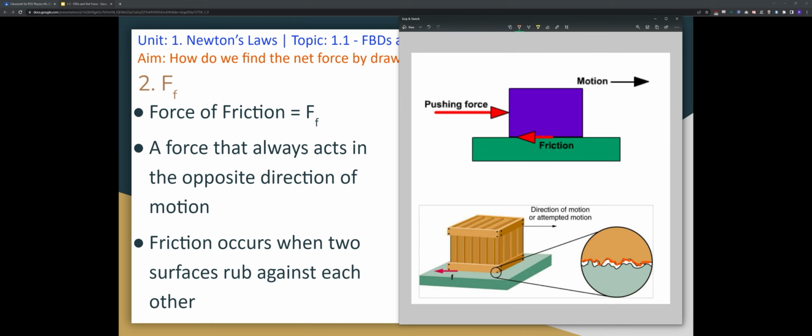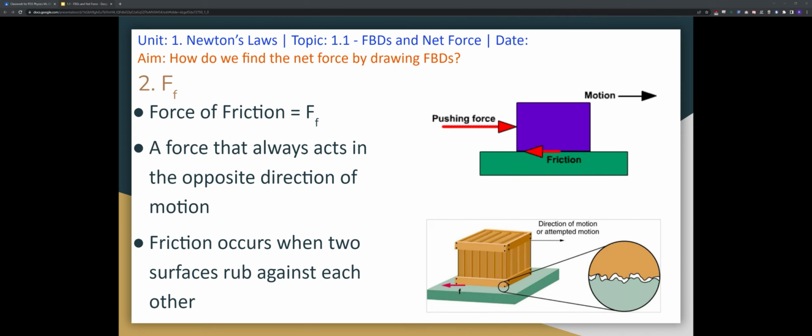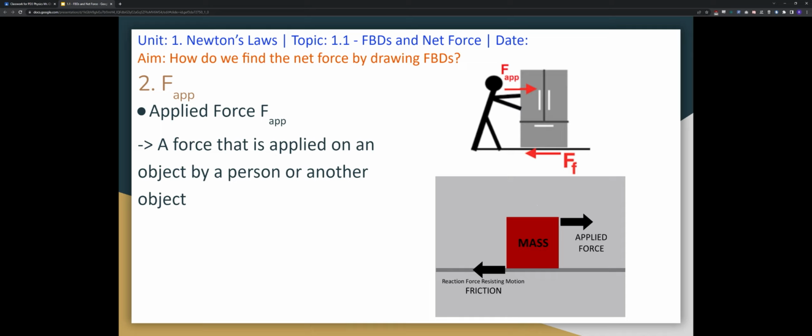Because on a very atomic level, on a very microscopic level, your skin is not entirely smooth. There's a lot of jagged edges, rough surfaces. And so that's where friction comes from. And friction always acts opposite to the direction of motion. So if you're moving to the right, your force due to friction is acting to the left, and vice versa. It's always opposite to your direction of motion.